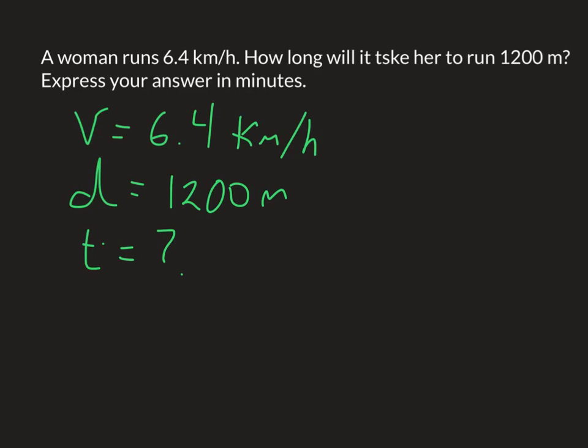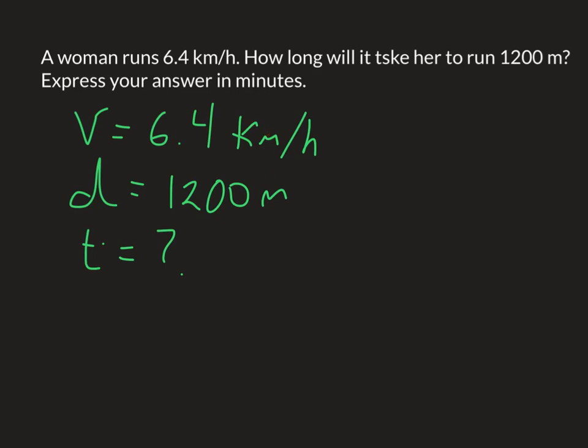I know, for my own sake, and I hope you guys feel the same way, that converting meters to kilometers is way easier than converting kilometers per hour to meters per second. So before we can even begin, we have to take this 1,200 meters and convert it into kilometers. I could go meters per second here, but I don't want to. I'd rather do it this way. It works fine either way.